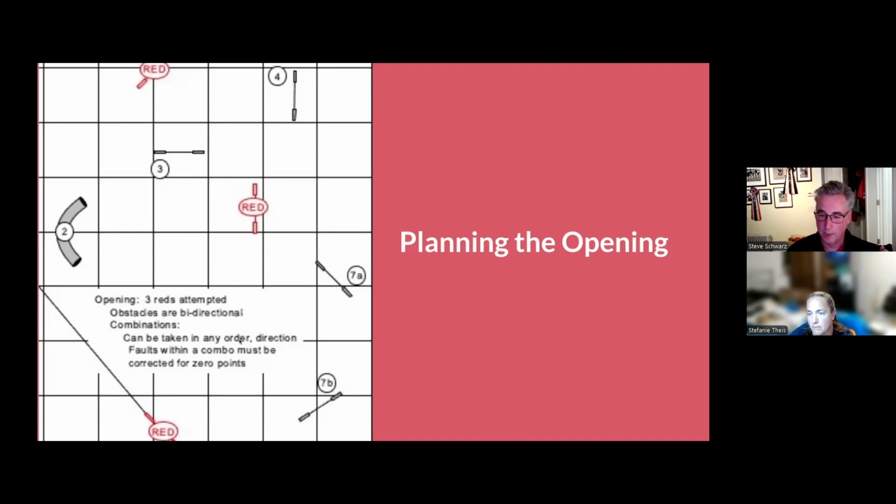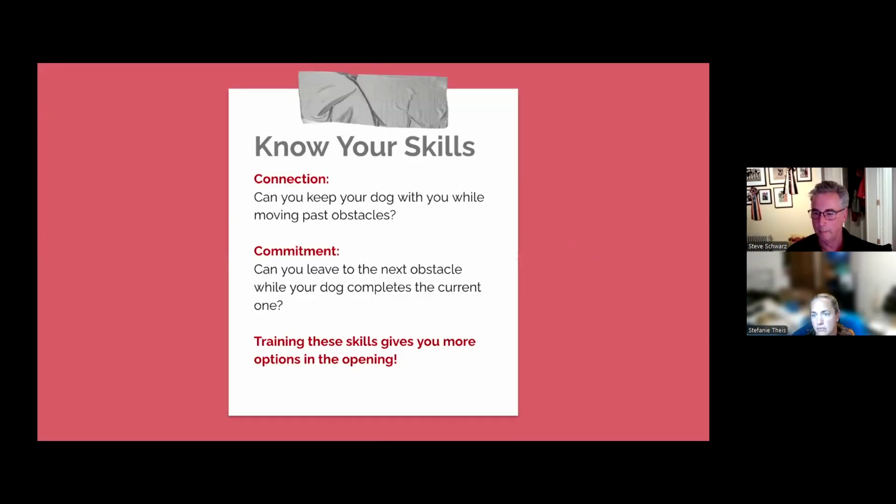This is a USDAA course, so it has this special rule that the judge is reminding you of. If you drop a bar on the first half, you have to take both obstacles, all the parts of the combo, to be able to go on in the course. And we'll talk about that in a little bit. So let's talk about how you can plan the opening.